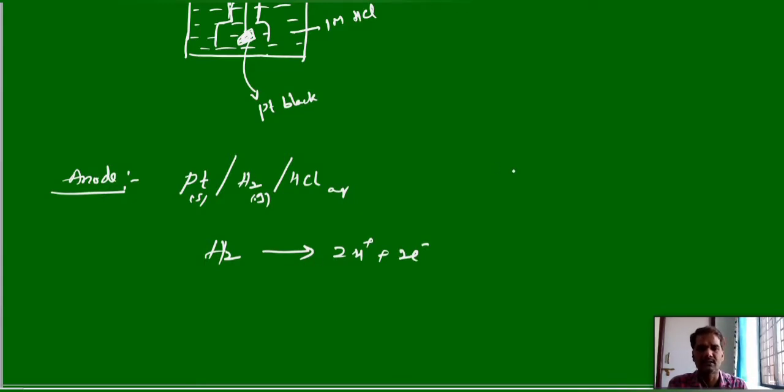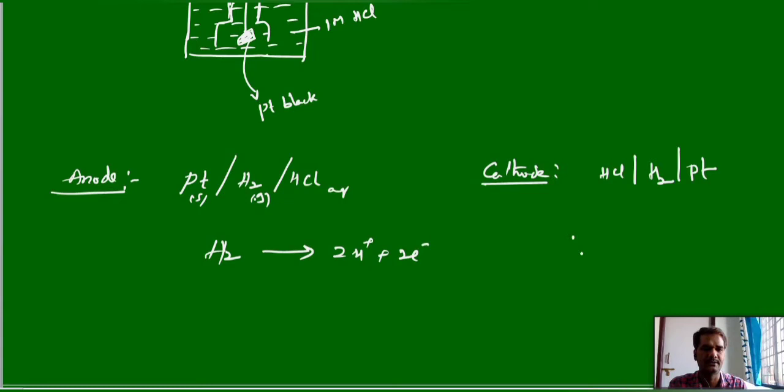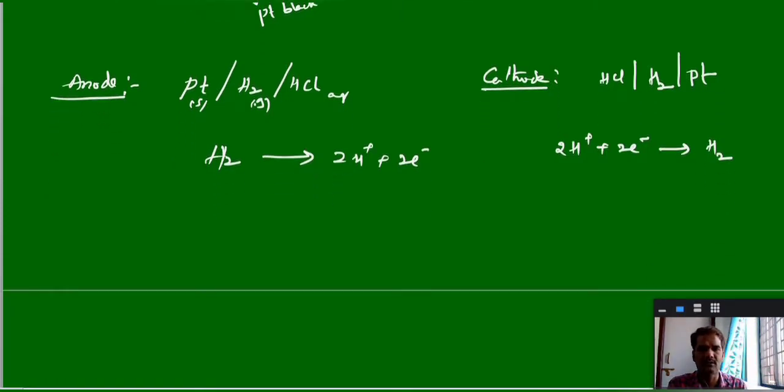This electrode can also act as a cathode. In case of cathode, the cell reaction is like this. This is the cell representation: HCl, H2, platinum, and the cell reaction. At the cathode, reduction takes place, and the H plus ion takes electrons and converts into H2 gas. These are the reactions if it acts as anode and cathode, and these electrode potential values are 0.